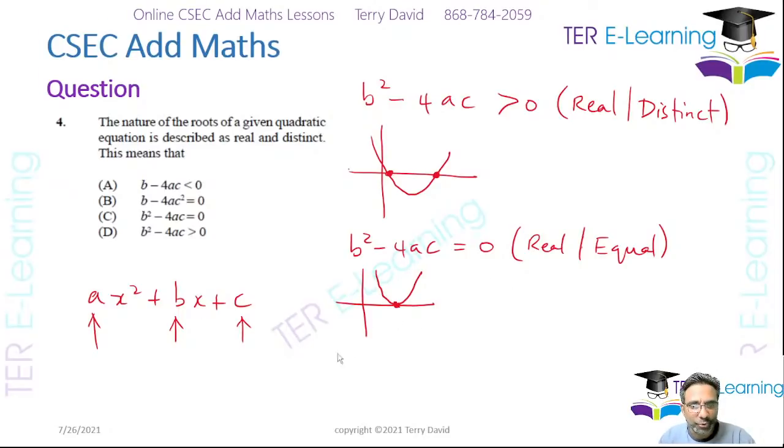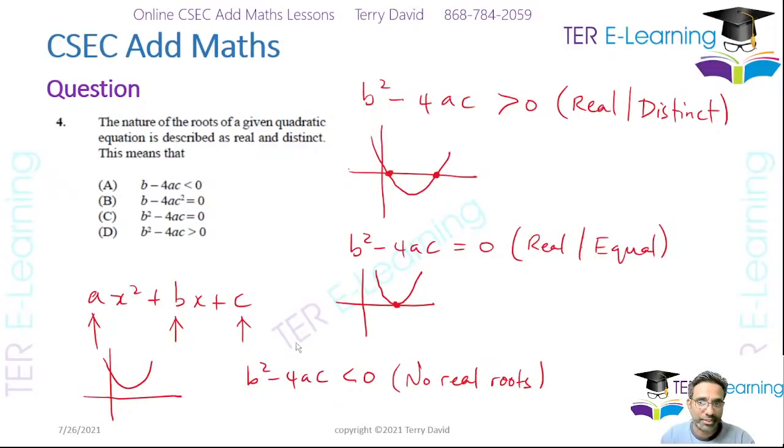Then we have a third scenario where b squared minus 4ac is less than 0, meaning that it is negative. If you have a situation like that, you have no real roots. From a graphical perspective, if you draw the graph, it's never going to meet your x-axis. So you have no solutions. So here's what they want. They want real and they want distinct. Therefore, b squared minus 4ac has to be greater than 0. So my answer has to be D here. My answer is D. So that's correct. I saw some of you all say that. That's fine.